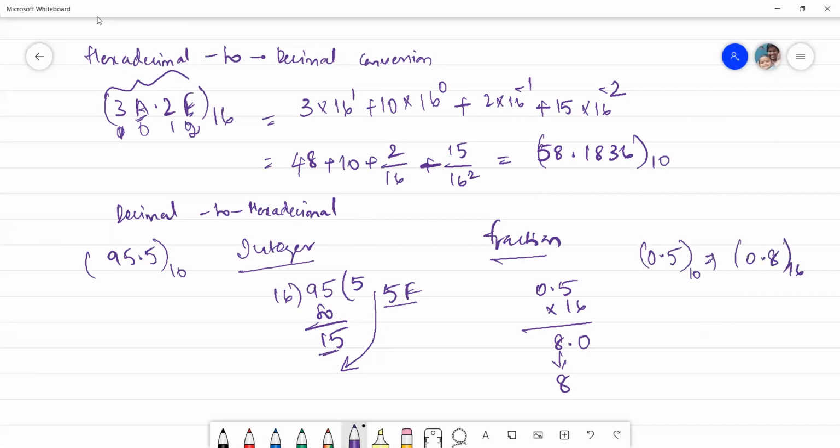So what the answer becomes? So the hexadecimal equivalent for 95.5 is what we will get, 5F.8. So this is the hexadecimal equivalent. So this is about decimal to hexadecimal conversion.